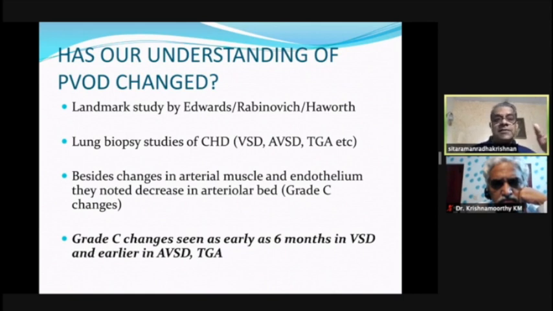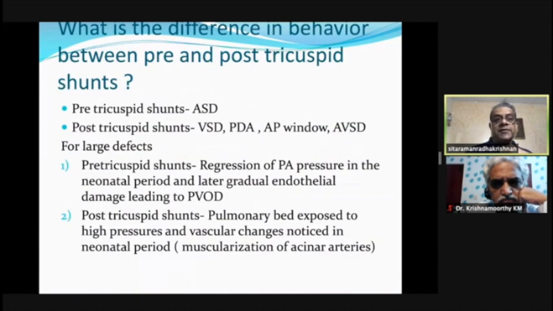They don't see Eisenmenger, etc., untreated congenital heart disease. They have actually stopped seeing them. I'm not saying they don't see them, but it has become very rare. But what has taken over are patients who have been treated for congenital heart disease and they have persistent pulmonary hypertension. So, what is the difference in the behavior of pre-tricuspid and post-tricuspid shunts?